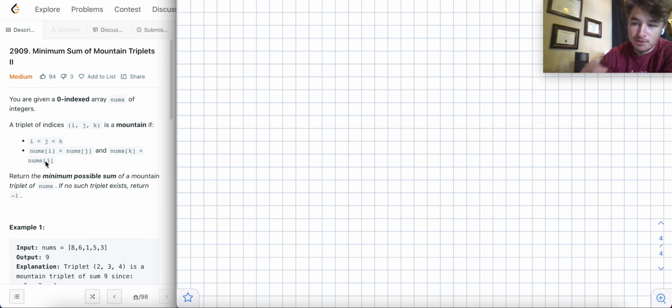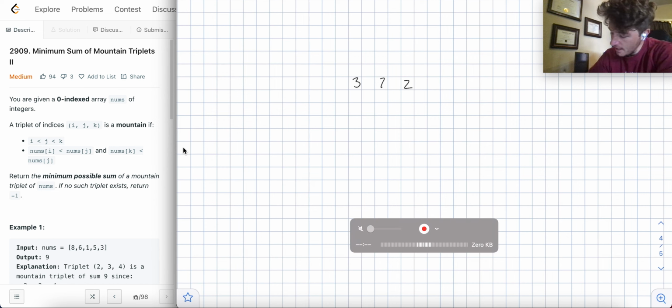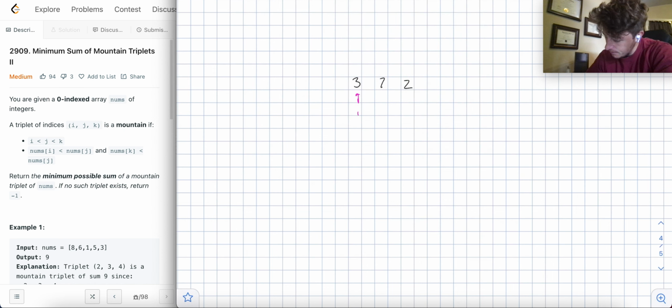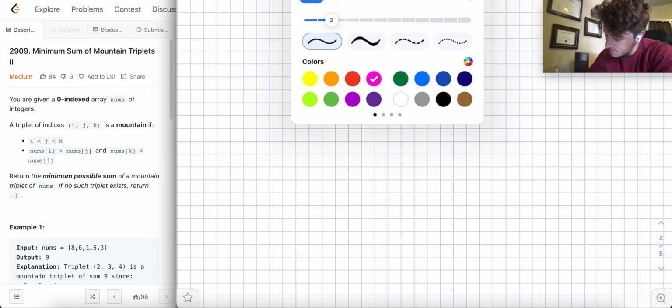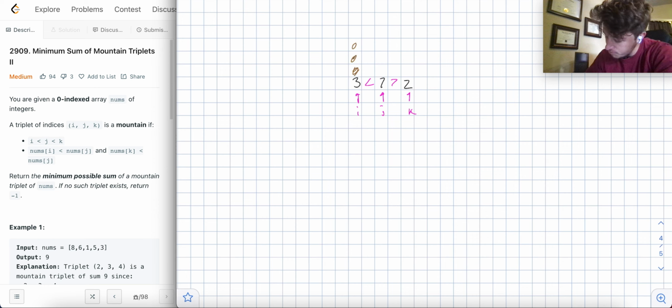Well, you have elements like 3, 7, 2, for example. Now, this is a mountain triplet if this is your i here, this is your j here, and this is your k here. All it's really saying is this 7 is greater than this 2, and this 7 is greater than this 3. And this is a mountain, because if you think about it, it goes 3 units up, 7 units up, then 2 units up. This creates a mountain, right?